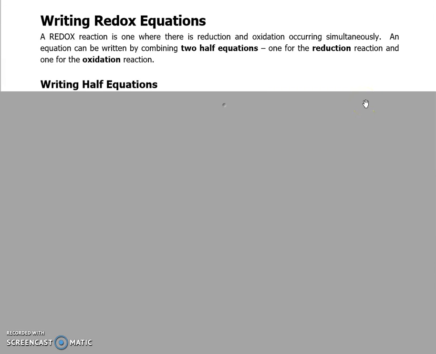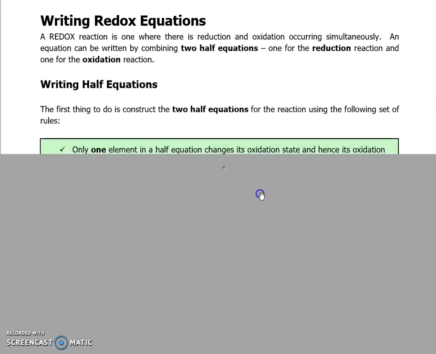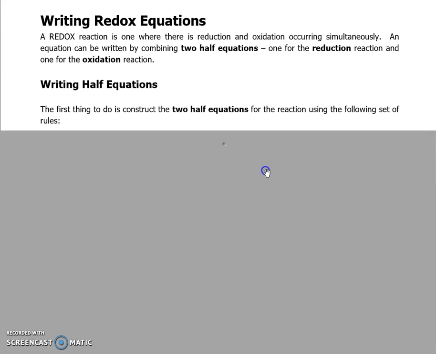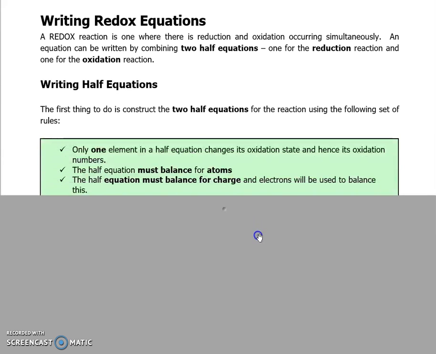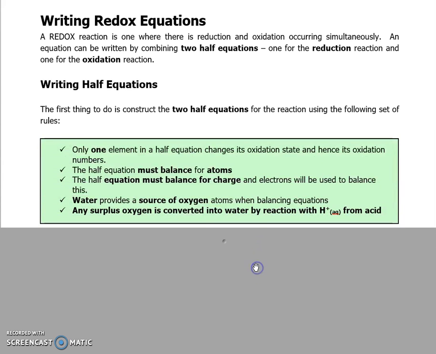In this last video on redox, we're going to look at how to write redox equations. First of all, we've got to look at writing equations for one element, and that is called a half equation. When you have a half equation and another half equation, then you can write the full stoichiometric equation.